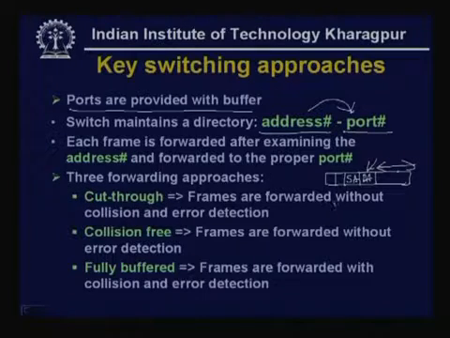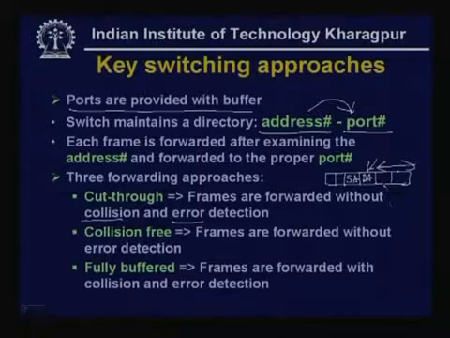However, whenever a frame is forwarded in this manner, we cannot say that the frame is free from collision or from error. The reason is, as you know, for detecting collision, it is necessary that the frame must be of 64 bytes, but 64 bytes will be somewhere here. So, unless you receive 64 bytes, you cannot guarantee that the frame will not suffer any collision.